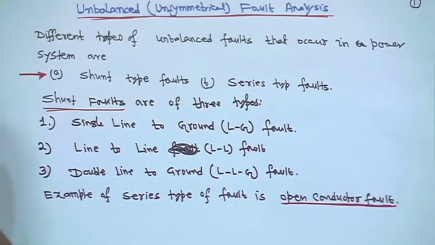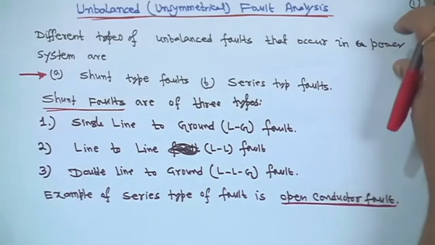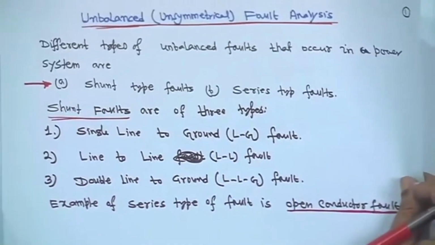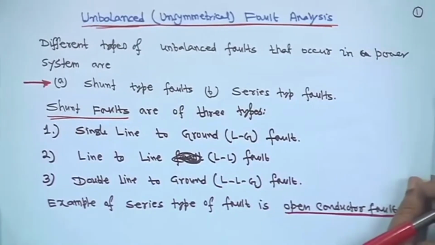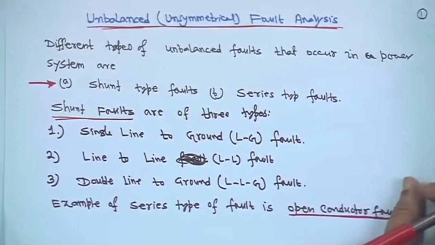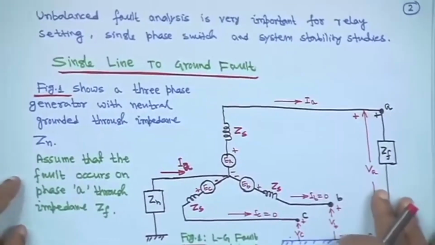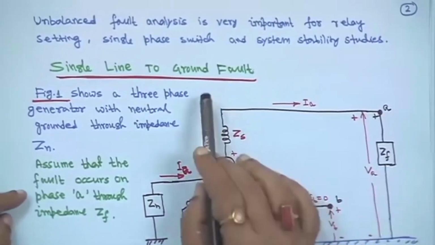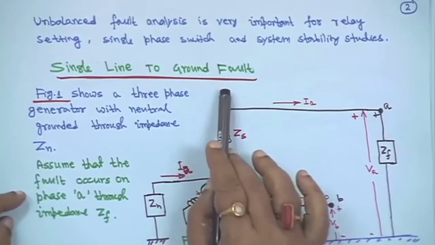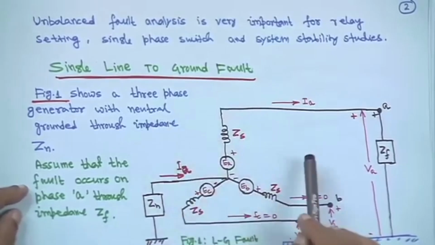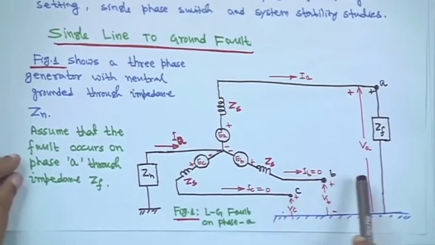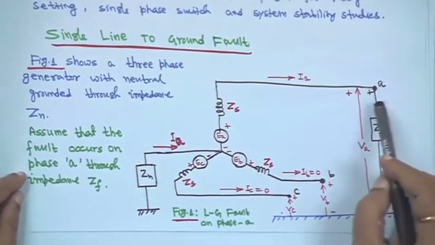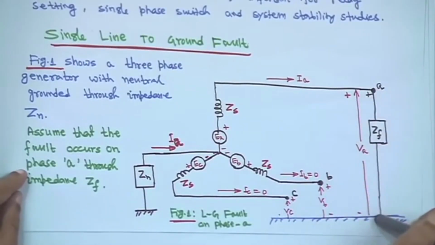So, already we have studied the symmetrical components, positive, negative and zero sequence components, and most important for the fault studies is the zero sequence network. So, first we will study the line to ground fault, that is the LG fault. Suppose this is figure 1. Suppose at phase A there is a single line to ground fault, right.